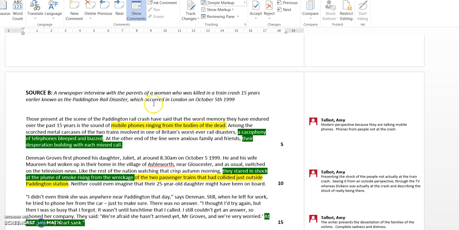Okay, so if we look at source B then, we've already said that this newspaper reporter is reporting on people who weren't at the train crash, so the families of the victims. And so it does have a slightly different feel to it, so the ideas that the writer conveys are slightly different because it's focused on the individuals who weren't there. It's the families who weren't at the train crash.